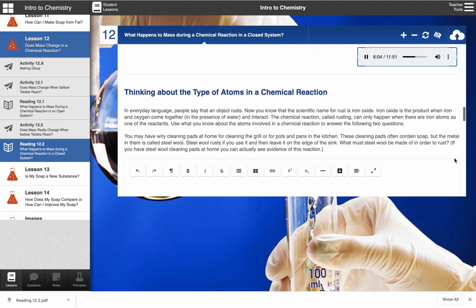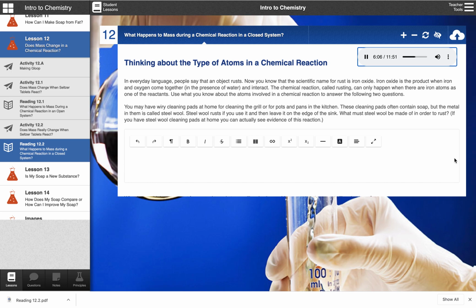Thinking about the types of atoms in a chemical reaction. In everyday language, people say that an object rusts. Now you know that the scientific name for rust is iron oxide. Iron oxide is produced when iron and oxygen come together in the presence of water and interact.